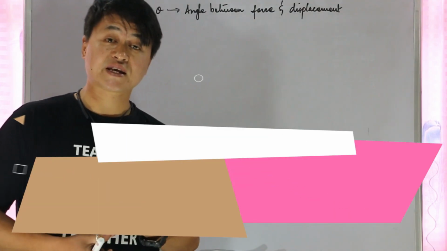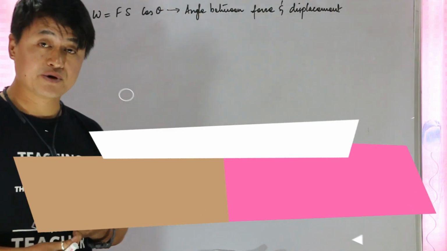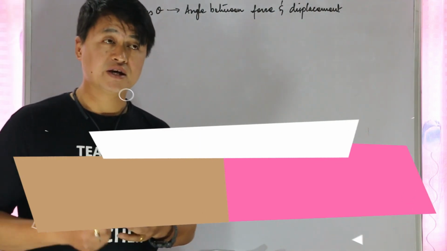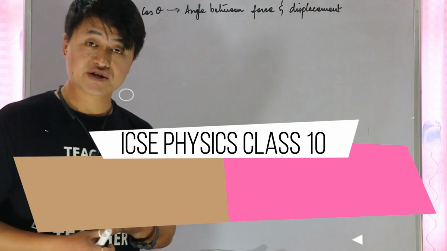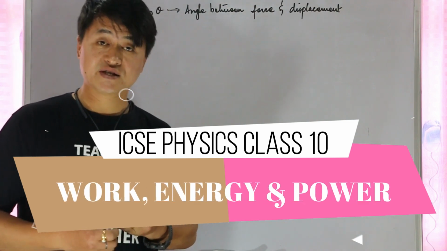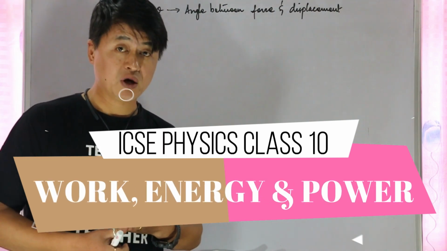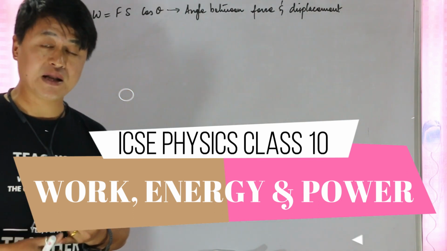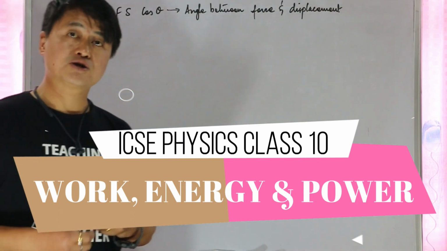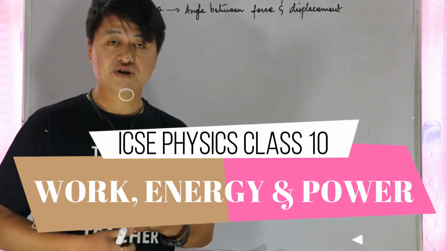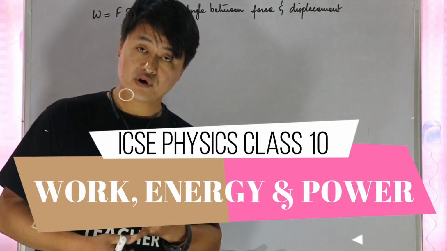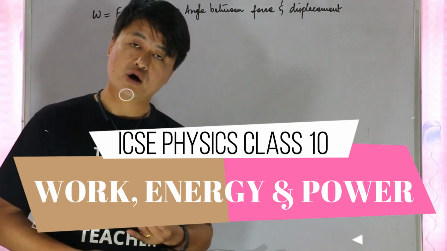Hello, this is the second video for chapter Work, Energy and Power. In the first video we learned the definition of work, its SI and CGS units and the relation between them, also the relation between the joule and the erg. Also we learned how to define 1 erg of work and 1 joule of work.